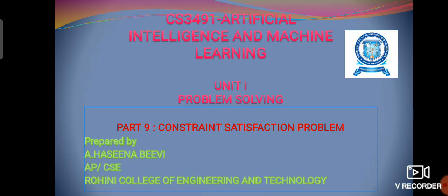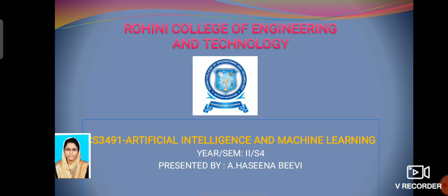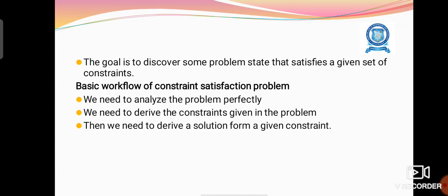Viewers, this is the video lecture for the topic Constraint Satisfaction Problem for the first unit of Artificial Intelligence and Machine Learning. The goal is to discover some problem state that satisfies a given set of constraints.